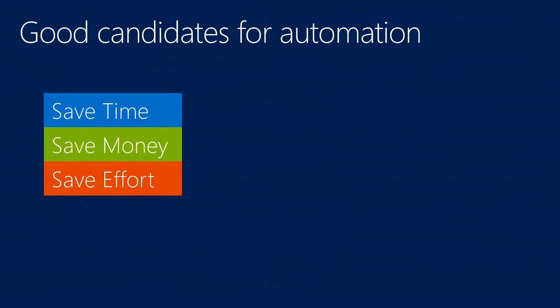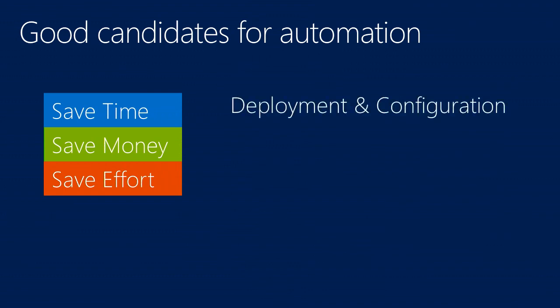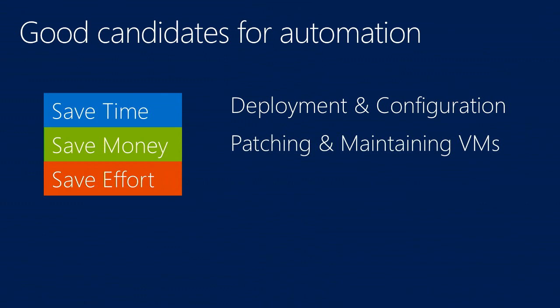So some good candidates for automation then. Pretty much anything that saves you time, money, or effort is a good idea to automate. Stuff like deployment and configuration. Some of you are server engineers out there, you would have deployed multiple servers in your lifetime. I mean, myself, I've probably deployed hundreds, especially with VMs. You tend to do the same thing over and over again. So any way that we can automate deployment or configuration of our services in Azure would save us a lot of time. Patching and maintaining VMs.